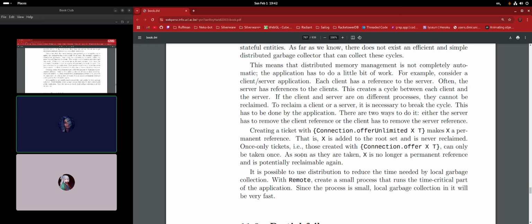Okay, so to reclaim a client or a server, it's necessary to break the cycle. This has to be done by the application. There are two ways to do it. Either the server has to remove the client reference or the other way around.